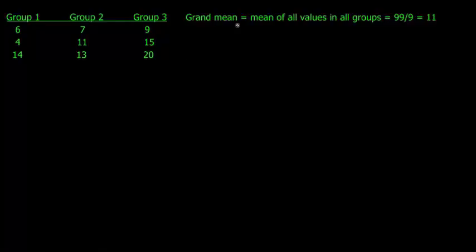So the grand mean is one of the first things that you have to calculate, and it's the mean of all the values in all groups. So if you added up all of these 9 numbers, you would get 99. And so if you divided it by 9, you would find a grand mean of 11.